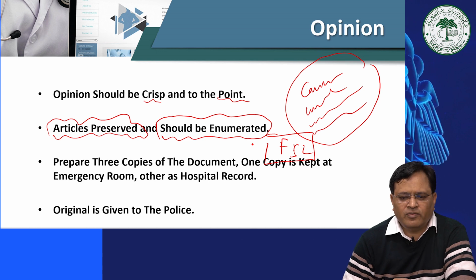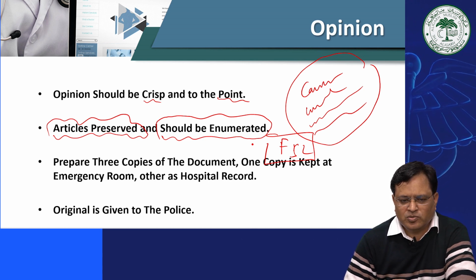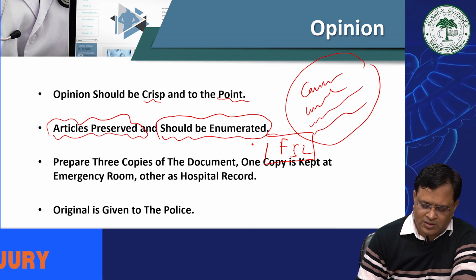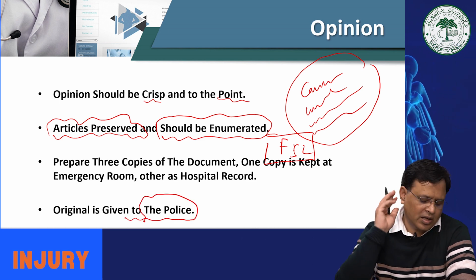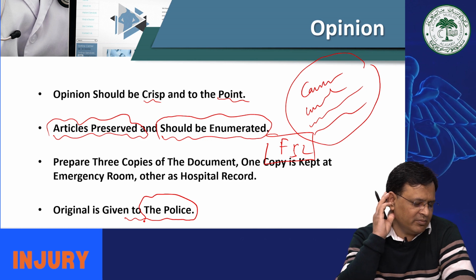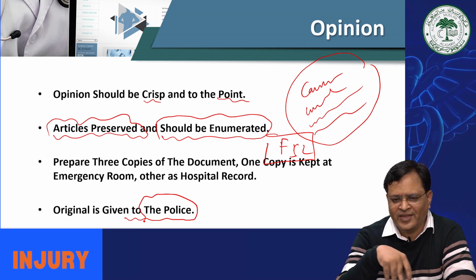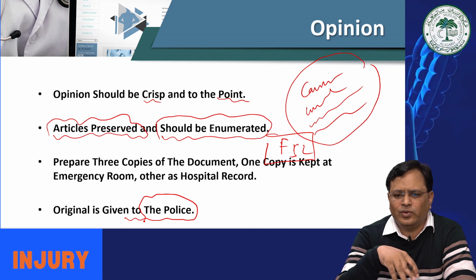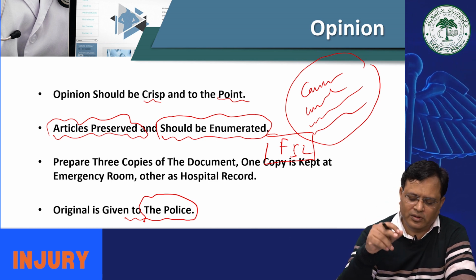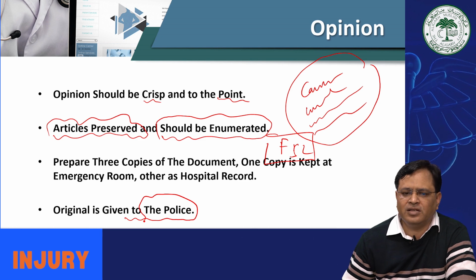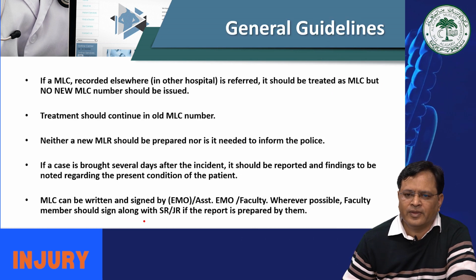Prepare 3 copies of the documents. 1 copy is kept at the emergency room, another is at the hospital, and another is given to the police. If it is accompanied by police, or if it is accompanied by a magistrate, that is handed over to the magistrate. Then this should be made in a routine way. We should not go for random things. It should be a routine way of doing the thing in the hospital.